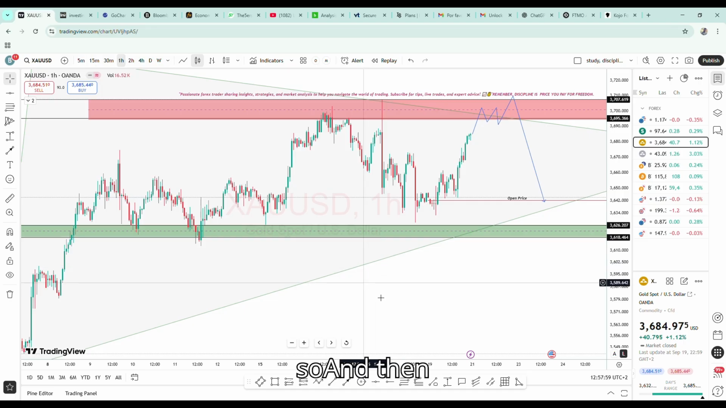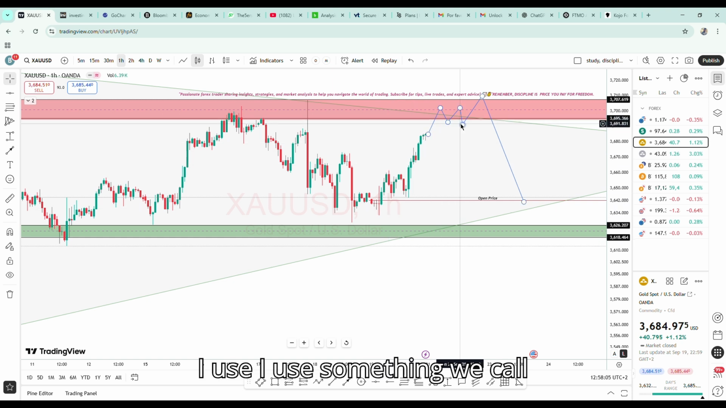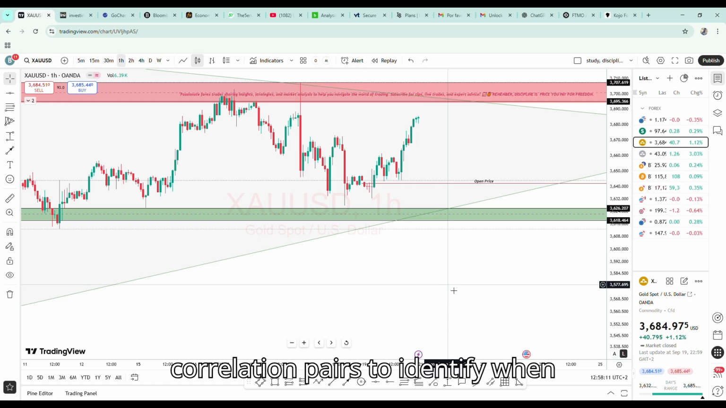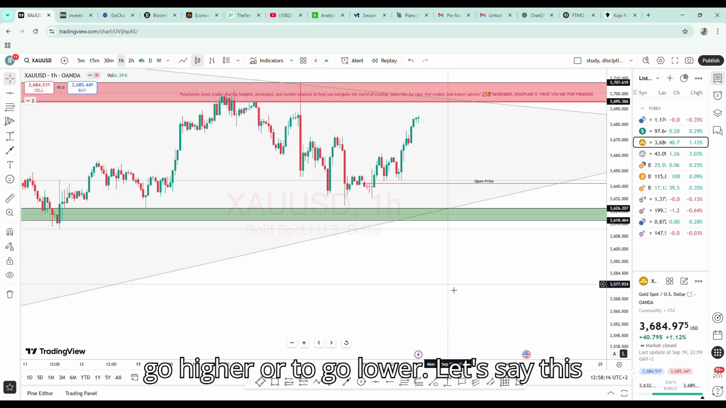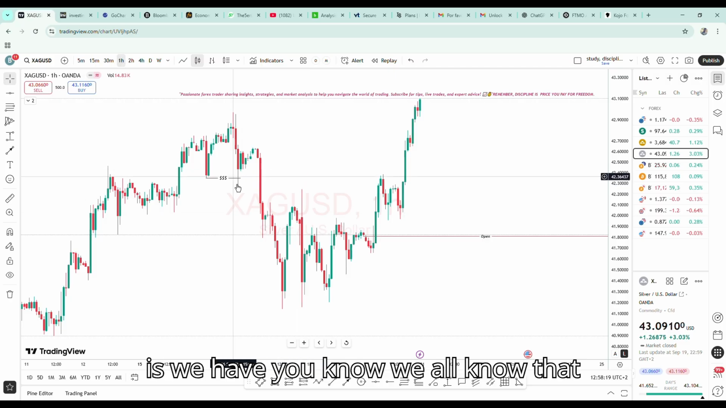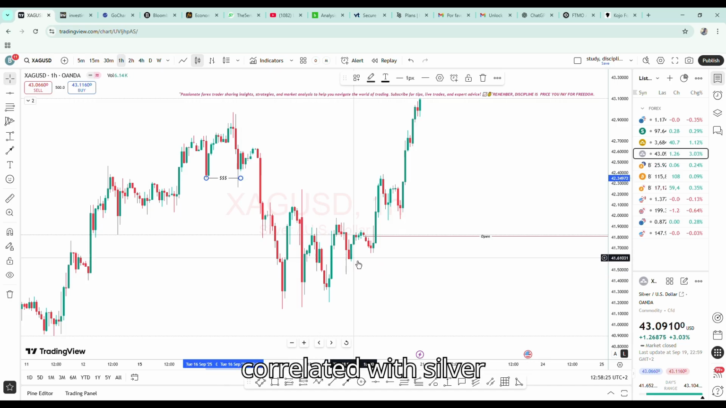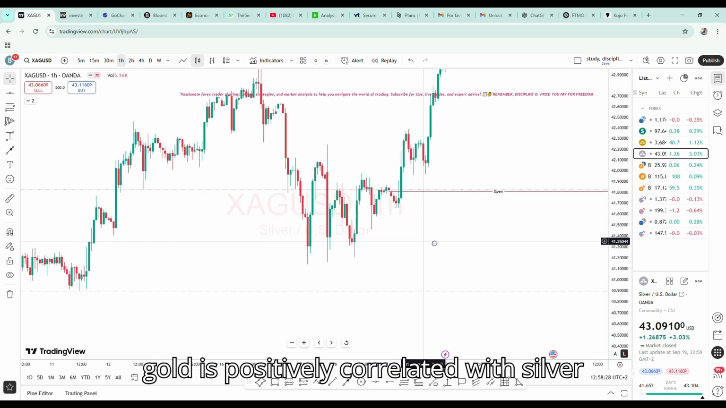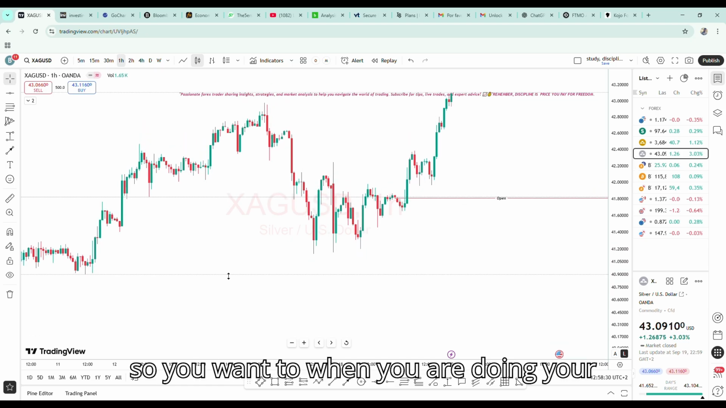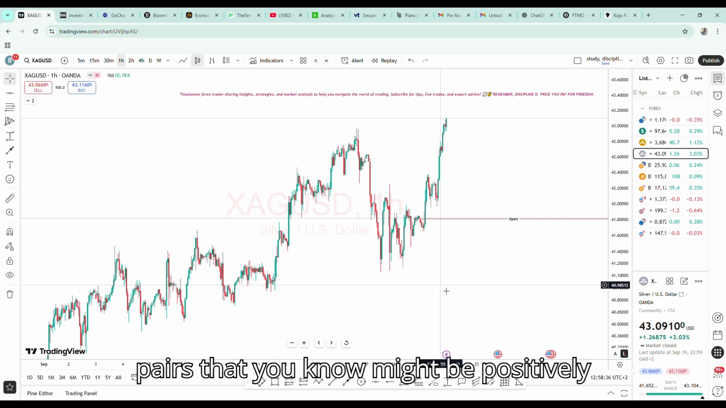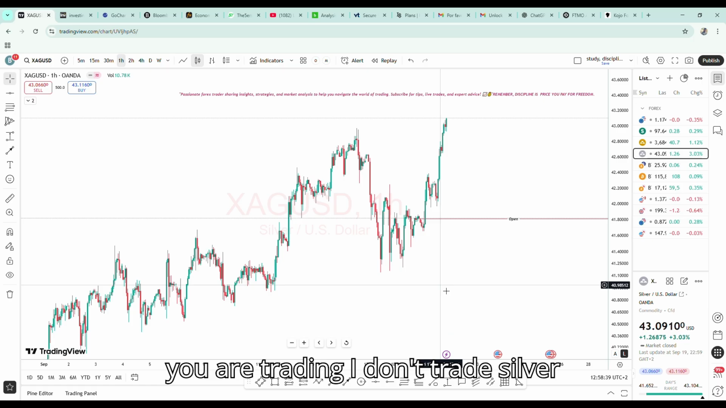Alright, and then in comparison, I use something we call correlation pairs to identify when the market is ready to go higher or to go lower. We all know that gold is positively correlated with silver. So when you are doing your analysis, you have to compare other pairs that we know might be positively or negatively correlated with the pair you are trading.